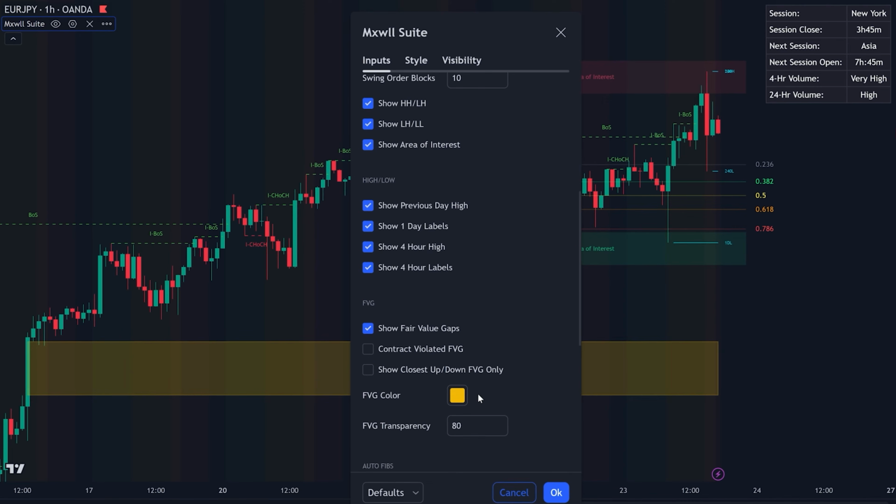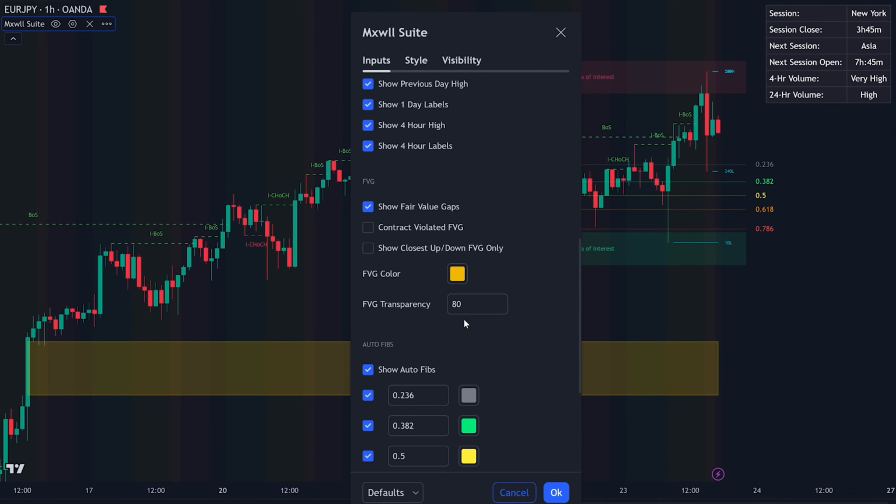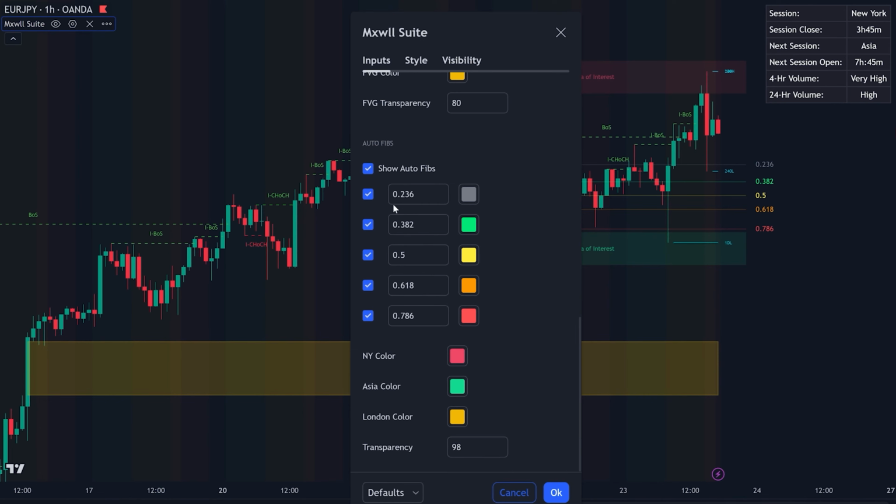You can choose to enable or disable the Show Fair Value Gaps option, as per your preference. Same with Show Auto Fibonacci. You can choose to enable or disable the option.